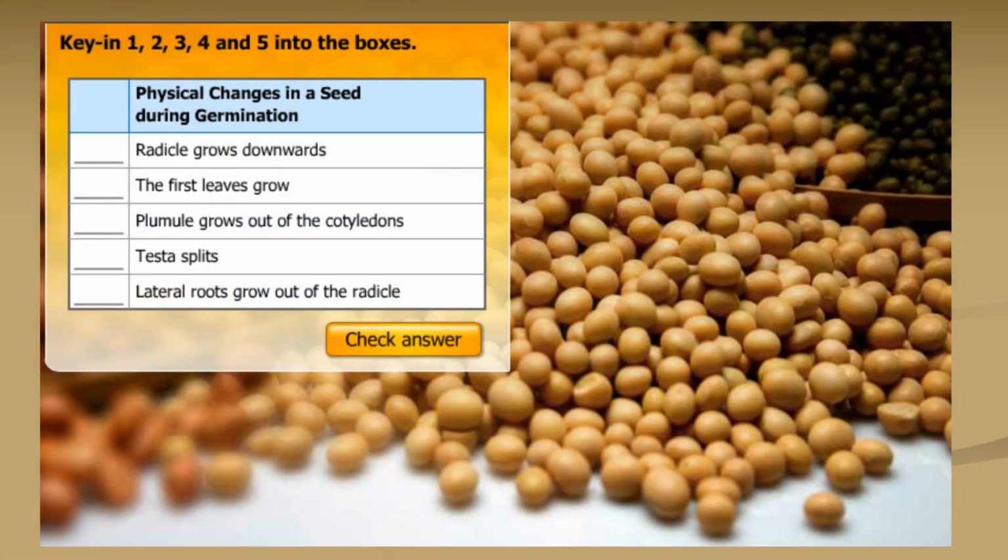Next, let's answer a few questions. What are the steps involved in the physical changes in a seed during germination? So, step 1, testa splits. Step 2, radicle grows downwards. Step 3, lateral roots grow out of the radicle. Step 4, plumule grows out of the cotyledon. And step 5, the first leaves grow.